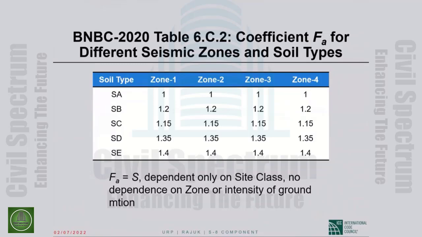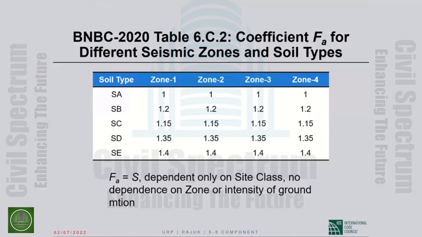Now, in BNBC, the F sub A values are given in this table, 6.C.2, and these are the values. Some things are kind of interesting here. The values depend only on the site class, not on the intensity of ground motion. For all four zones, we have the same values: 1.21, and 1.15, 1.35, 1.4.